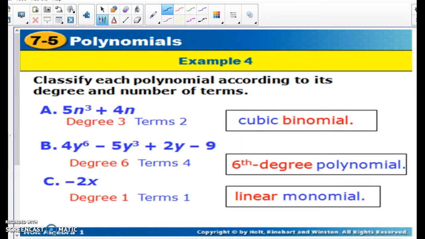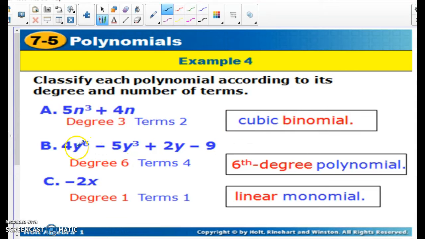Okay, so practicing some of these. So my degree is 3 because it's n to the 3rd. There are 2 terms. So since my degree is 3, it's going to be cubic, like a cube. Has length, width, and depth. And there's 2 of them, so it's going to be a binomial.